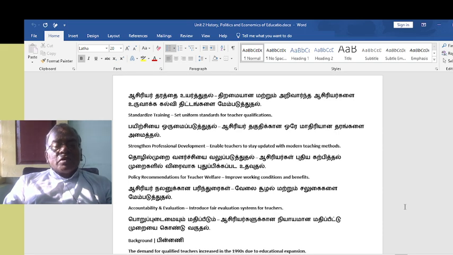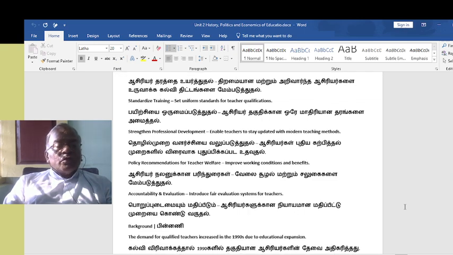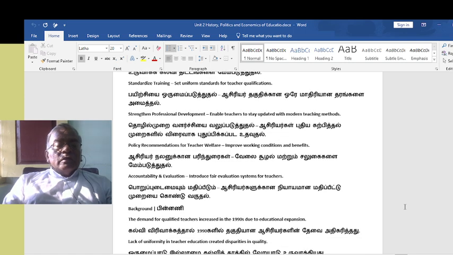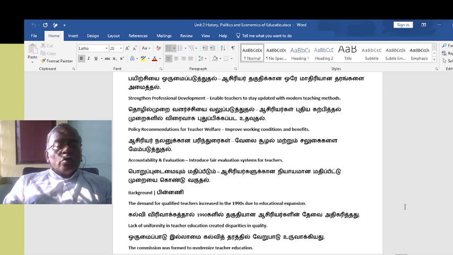Strengthening professional development, helping teachers quickly update new teaching methods. Policy recommendations for teacher welfare, improving working conditions and benefits. Accountability and evaluation, introducing fair evaluation systems for teachers.